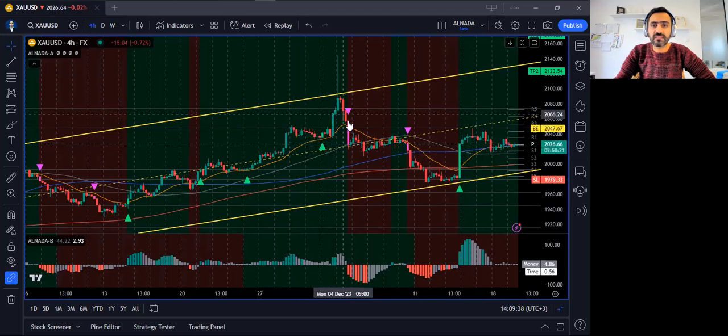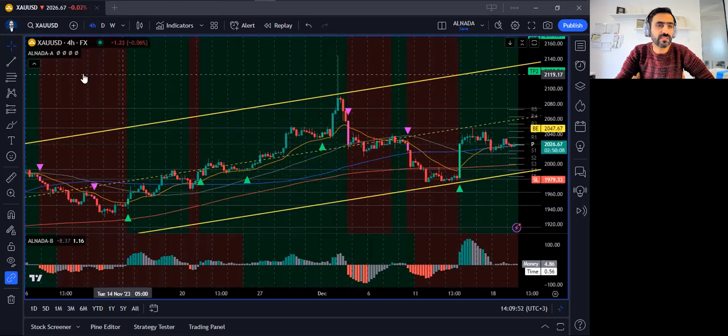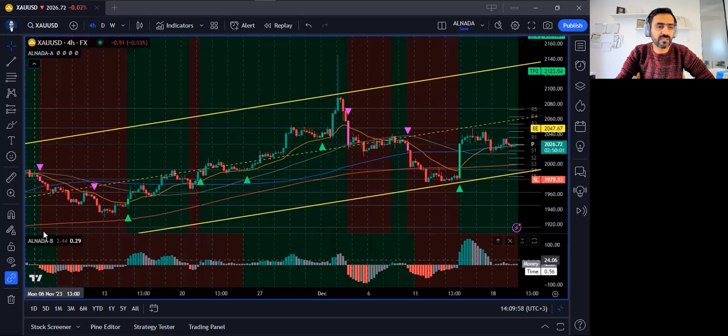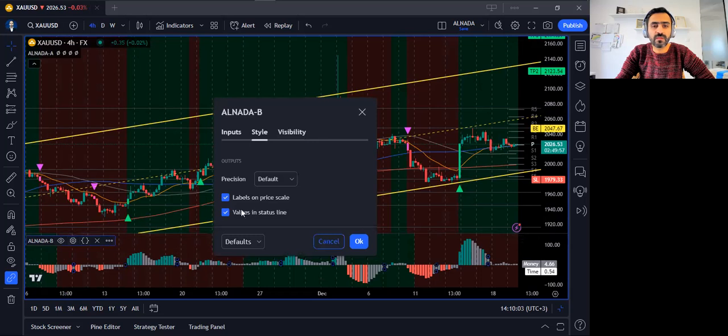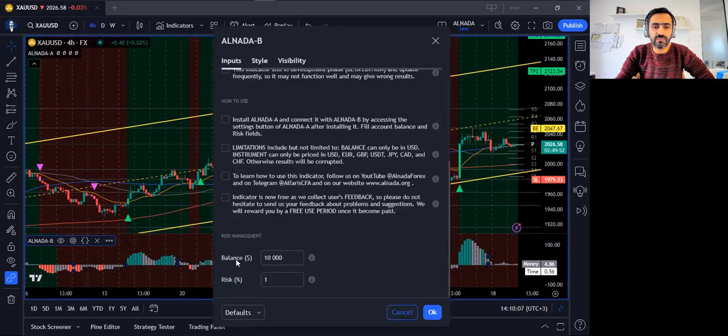The size varies between trades, but the risk is the same. So I'm losing the same amount of dollars on all trades at the stop loss. How can this be? If we go to the settings on the indicator, not this one, part B, sorry. If we go to the settings on part B, in the inputs, go down, you will find your balance and the risk.